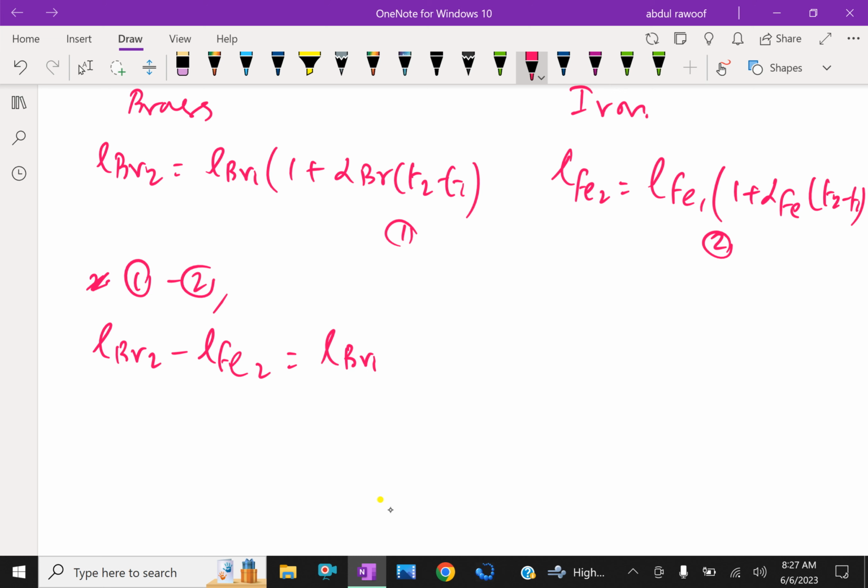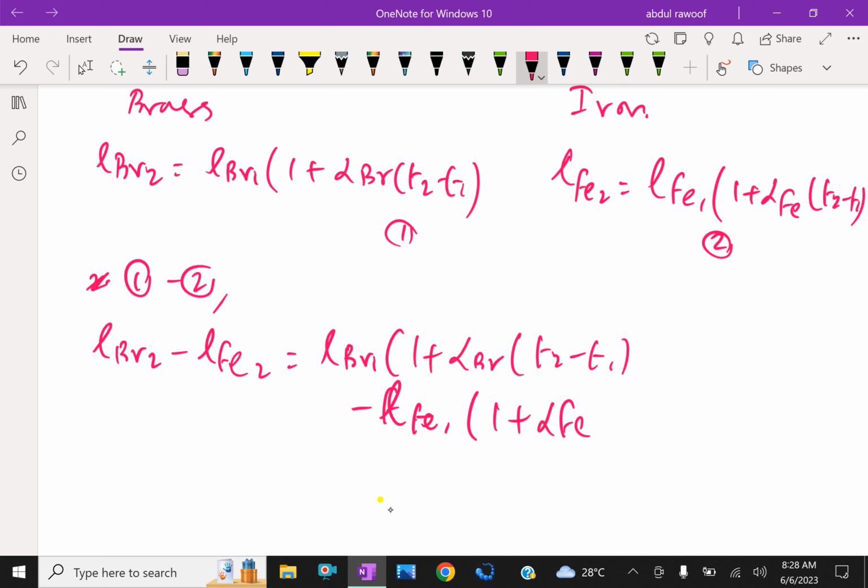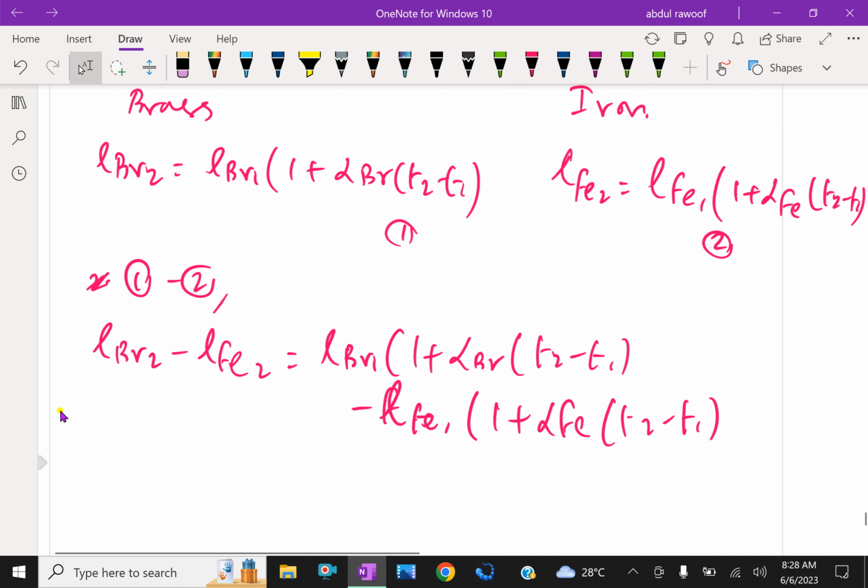LBr1 times 1 plus alpha Br times T2 minus T1, minus LFe1 times 1 plus alpha Fe times T2 minus T1. We are subtracting LBr2 minus LFe2, which gives this one.